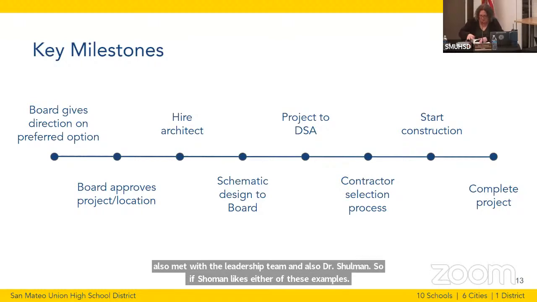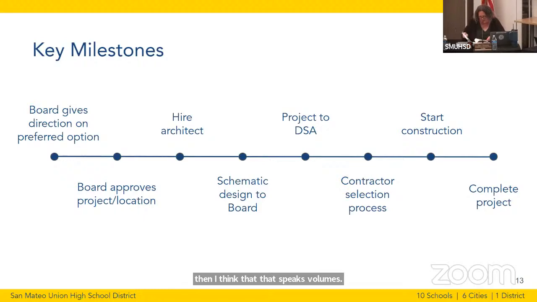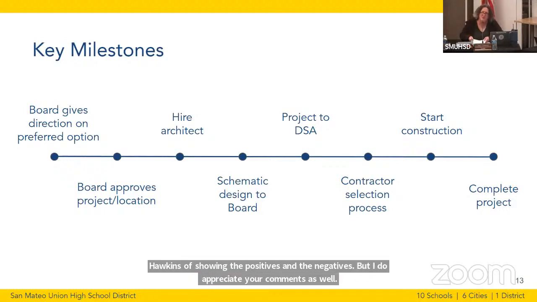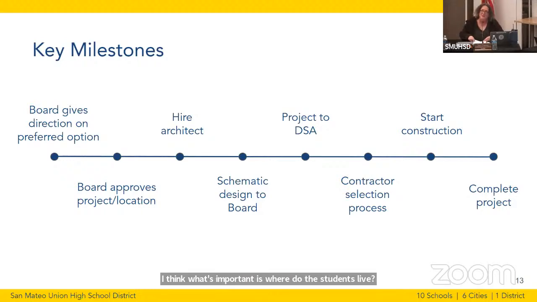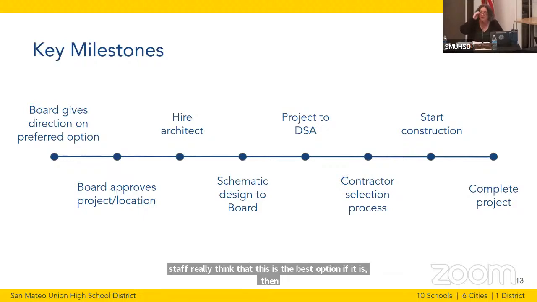And I do agree with the last three choices: San Mateo High Humboldt, San Mateo High softball field, San Mateo High Poplar. So I think you did a great job, Mr. Hawkins, of showing the positives and the negatives. But I do appreciate your comments as well. But I think what's important is where do the students live, and the staff and the leadership team. What options would work best for Dr. Showman? Does the staff really think that this is the best option? If it is, then I would want to support staff in that way.